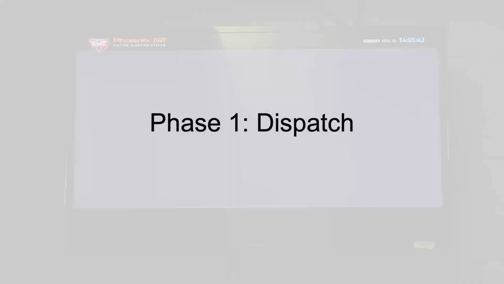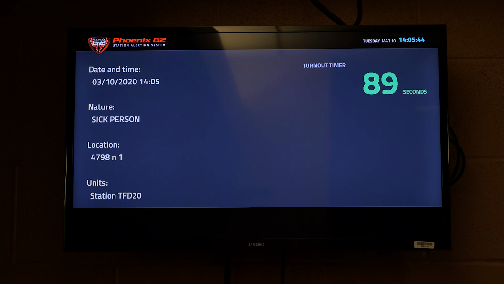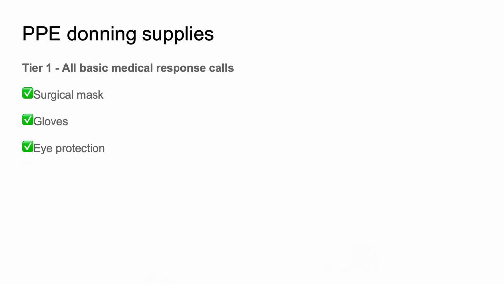During outbreaks of highly infectious diseases, we should approach the uncertain situation prepared with the right personal protective equipment, or PPE, and protocols to protect ourselves and others from becoming infected. Tier 1 PPE should be used for all basic medical responses. This includes a surgical mask, gloves, and eye protection.